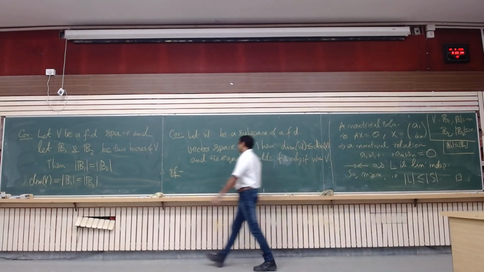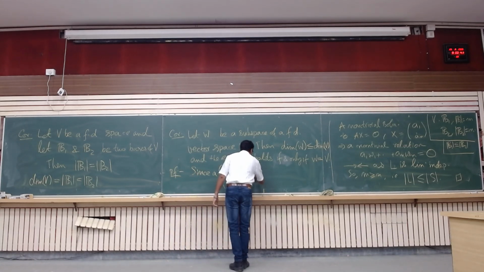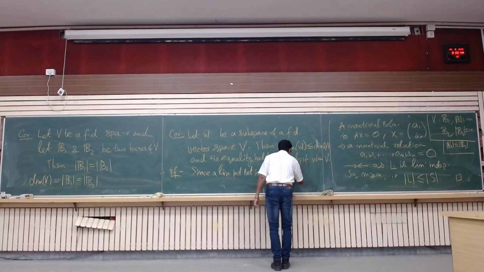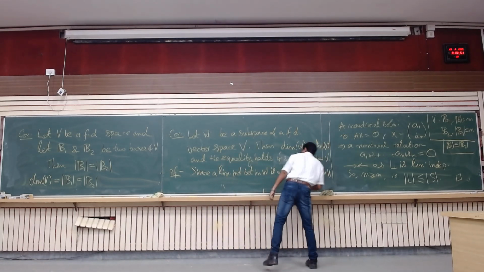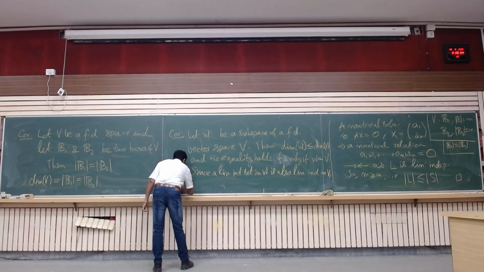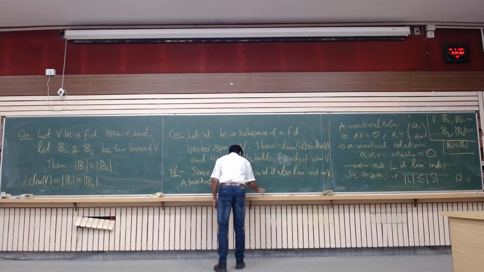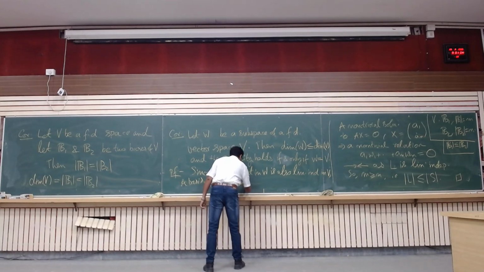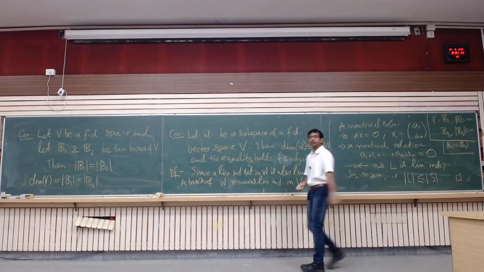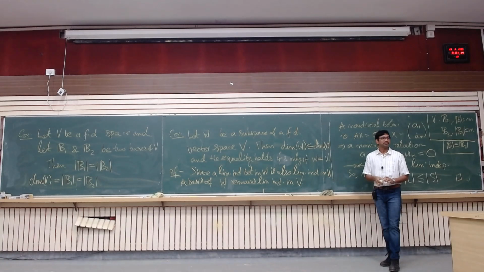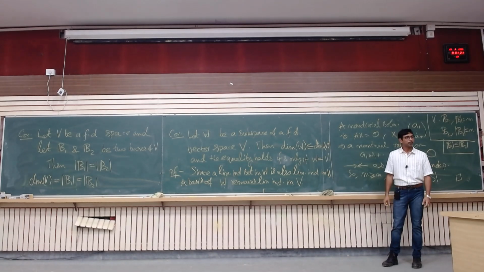So since a linearly independent set in W is also linearly independent in V, a basis of W remains linearly independent in V. Then what? Yes, this will be less than or equal to that.